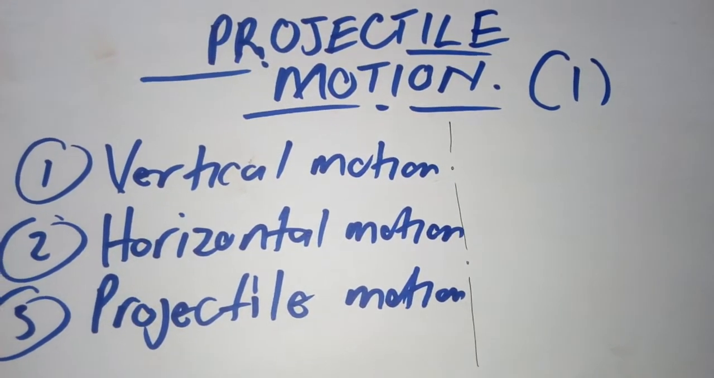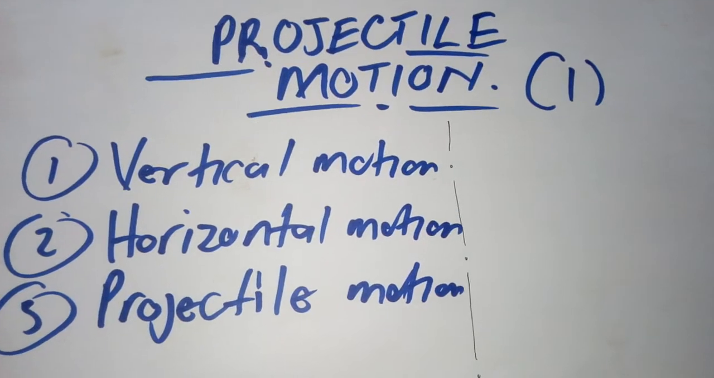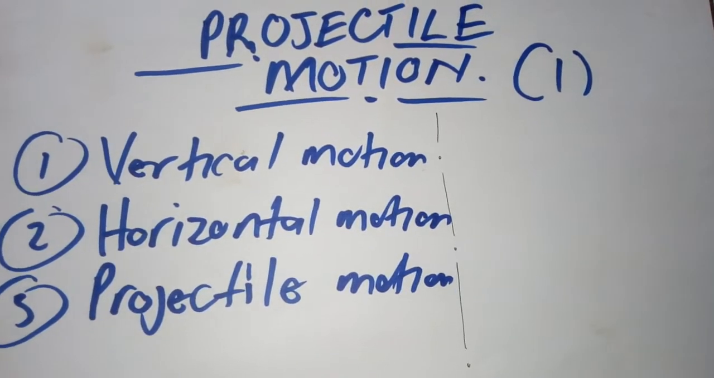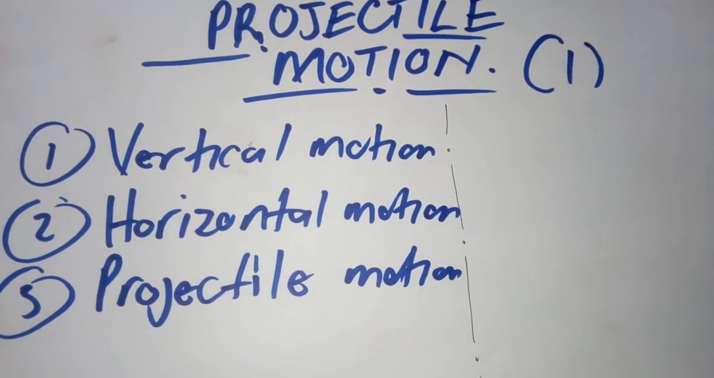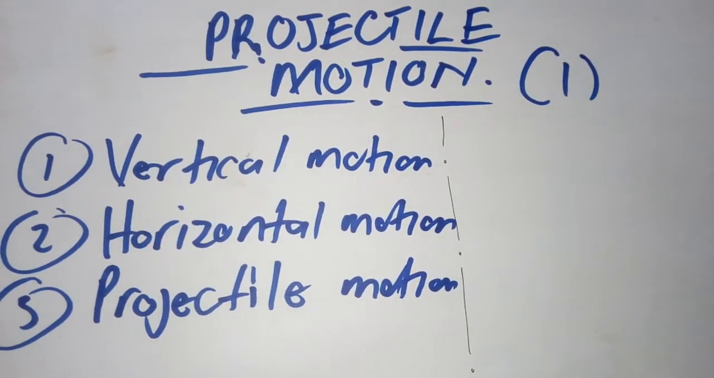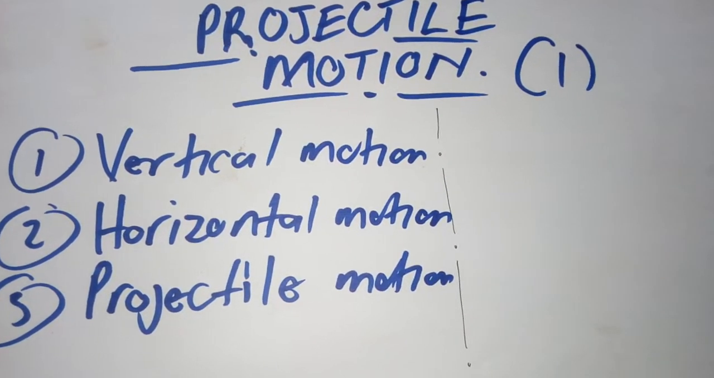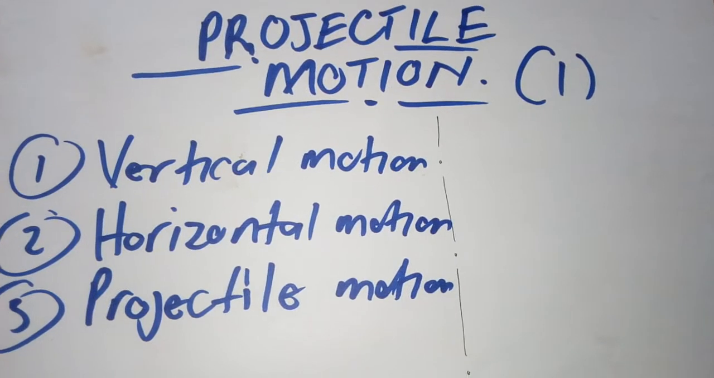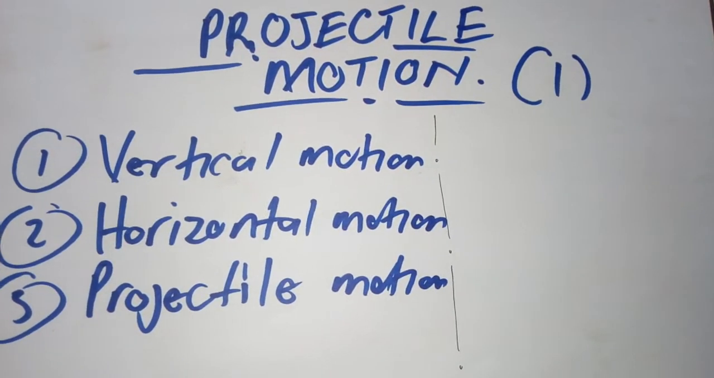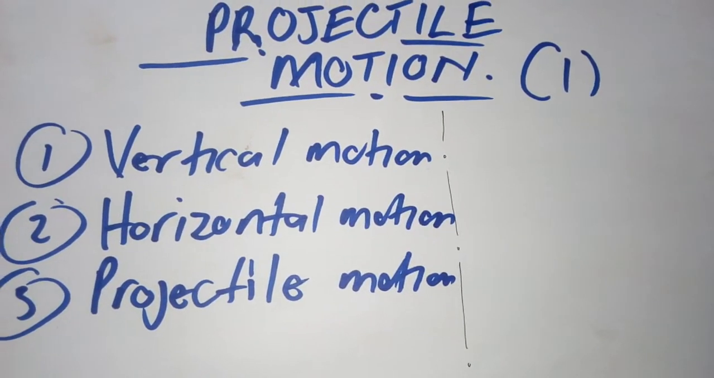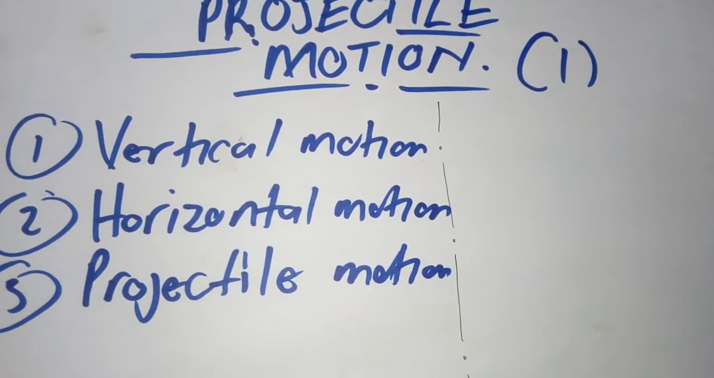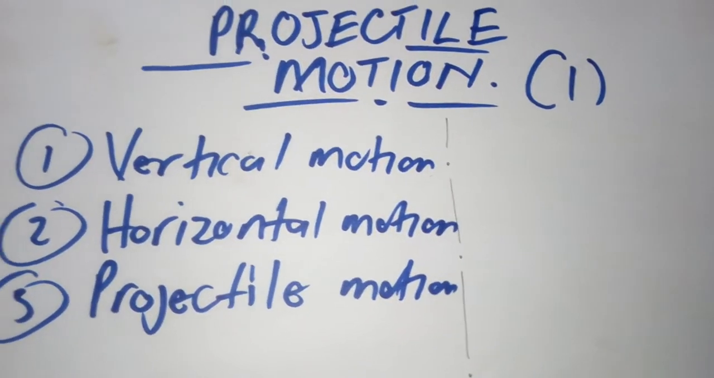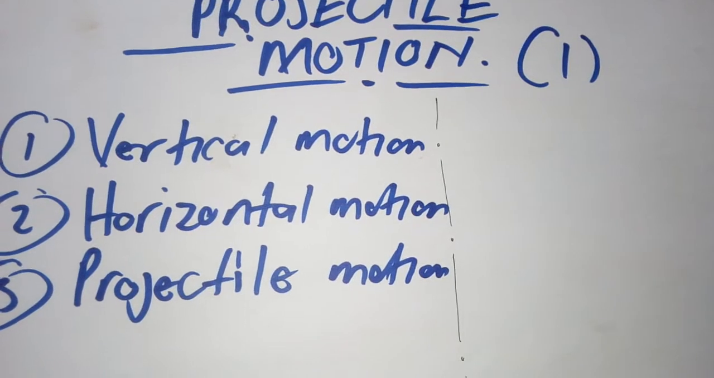Now we have three cases there. We have what we call a vertical motion, or vertical projection. A vertical projection is something you throw directly upwards. Then when you have a horizontal motion, that's the second case. Horizontal motion is something that is moving in a straight line.